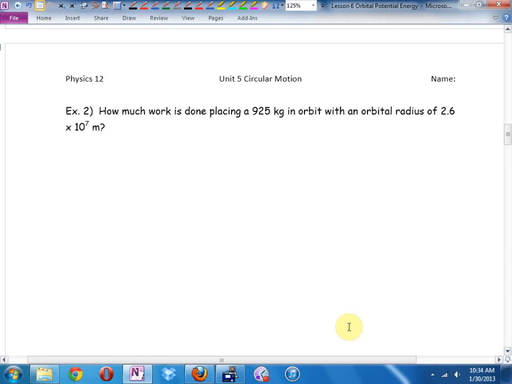Let's read. It says, how much work is done placing a 925 kilogram satellite in orbit? You know what? That's the difference between the previous question and this one. We're putting it in orbit with an orbital radius. Oh, they gave me the radius, not the altitude. So that's kind of nice. Of 2.6 times 10 to the 7th meters. What was your question? Is that radius? That one, if they say radius, that's from the center of the Earth. So I don't need to add the Earth's radius to that.